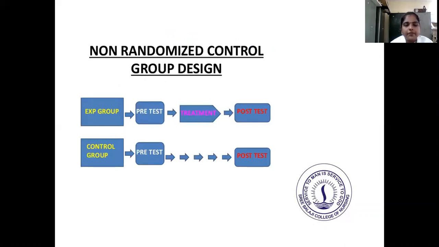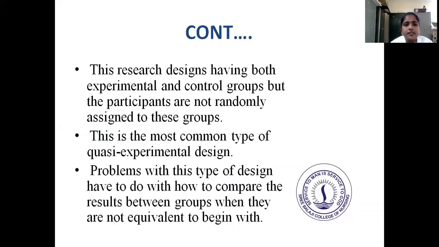Then we have two types in quasi-experimental design. First one is non-randomized control group design. Let me see what is non-randomized control group design. In this design, the research design has both experimental and control groups, but the participants are not randomly assigned to these groups. Here, the researcher has two groups, experimental group and control group. Here, randomization is missing. That's an important characteristic of true experimental design, and this characteristic is missing here. So we call it a non-randomized control group design.